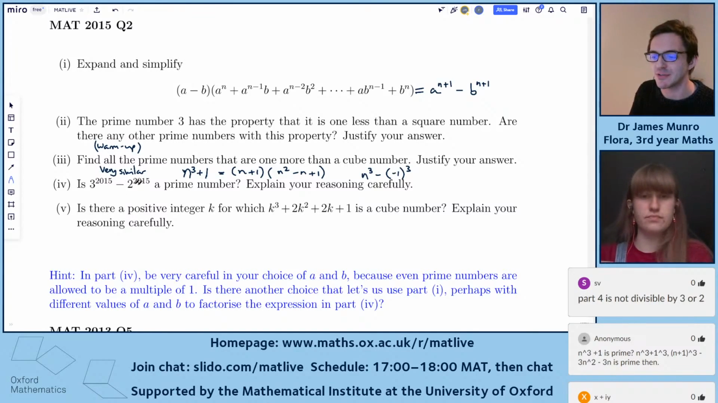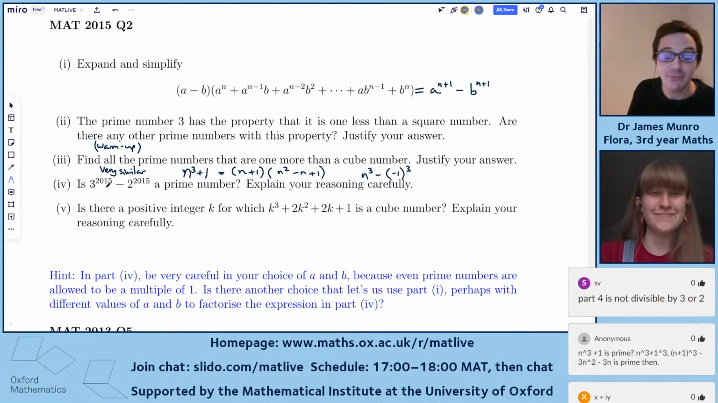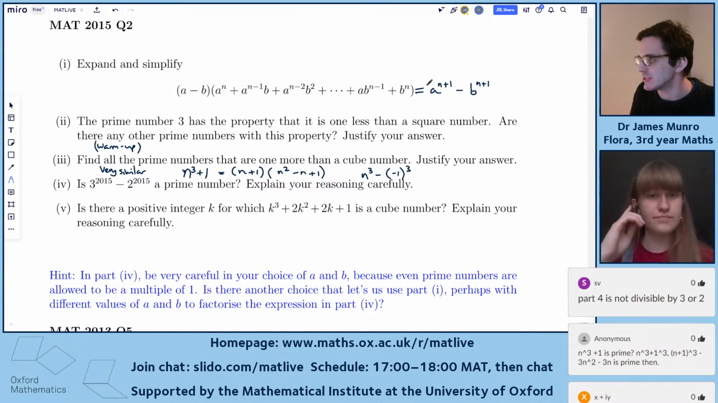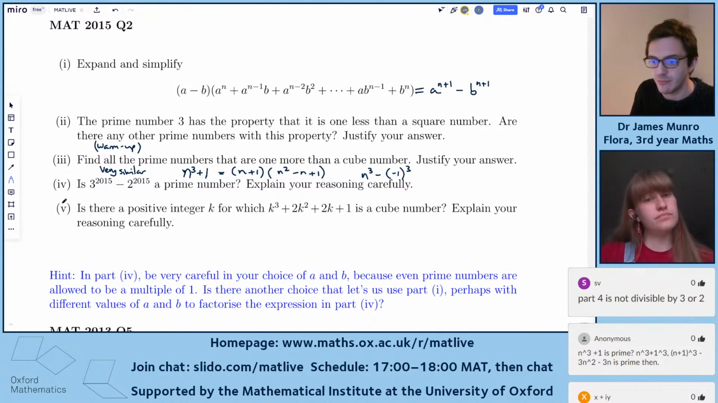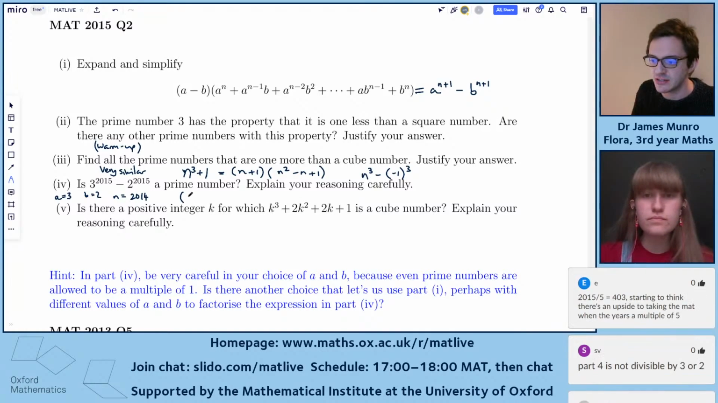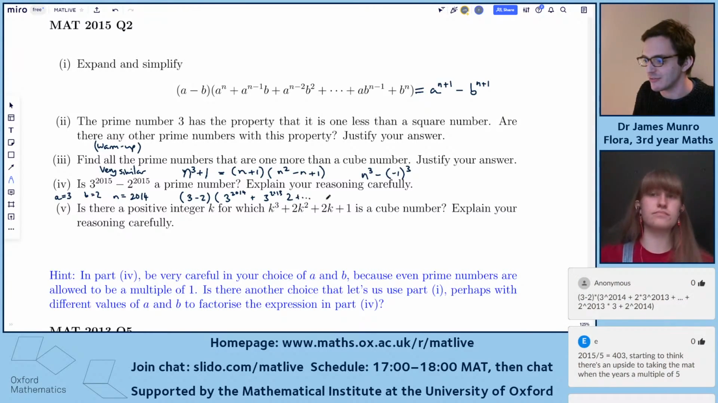Okay. This is not divisible by 3 or 2. Good start. Only infinitely many more prime numbers to check, I guess. But we can stop when we get to this number, I guess. Anyway, it's easy to get overexcited and spot that this looks like the same format as part 1 of the question. This looks like a to the n plus 1 minus b to the n plus 1. So actually we can factorise this number. We can write a equals 3, b equals 2, and n is 2014. And then we'll get some factorisation that starts a minus b times 3 to the n plus 3 to the n minus 1 b plus ... plus some huge number at the end here, 2 to the 2014.